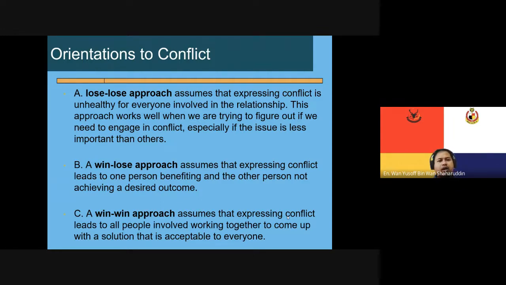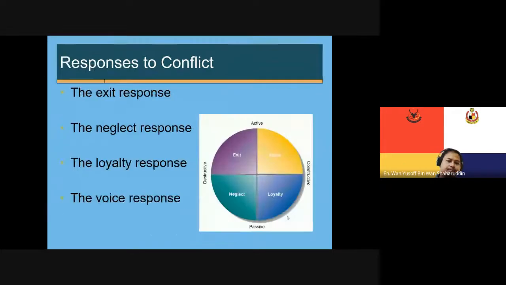So if you are using the win-lose approach, there will be outcomes where somebody will gain and somebody will be losing something in that conflict. And the third one is a win-win approach, which assumes that expressing conflict leads to all people involved working together to come up with a solution that is acceptable to everyone. So a win-win approach is an approach where you will tend to come to a resolution that everyone will be happy with.